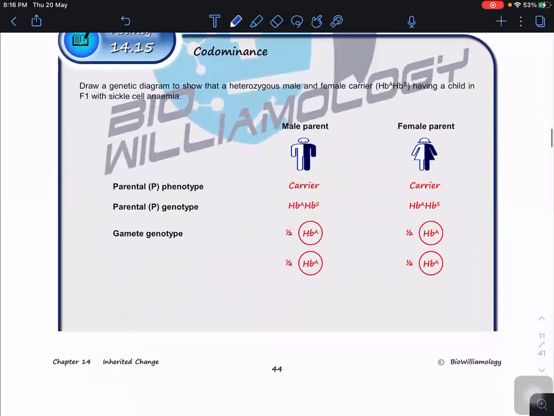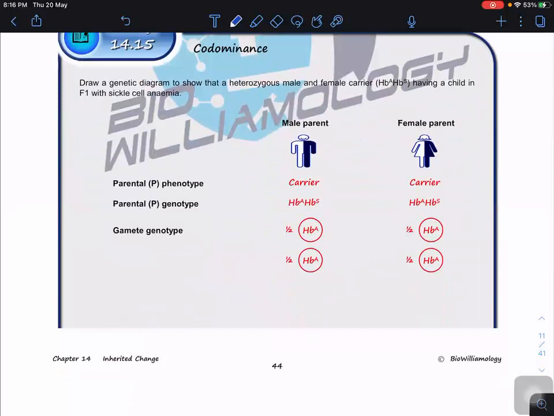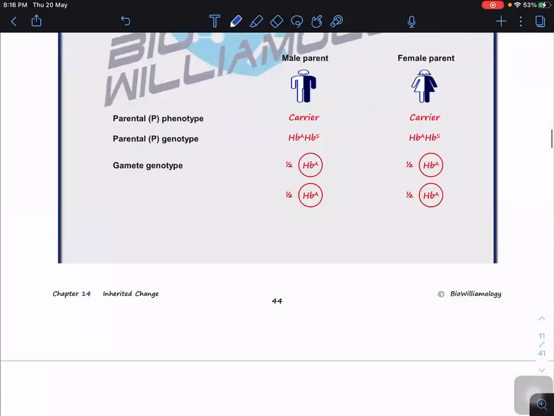Okay, so now we need to draw a genetic diagram to show that heterozygous male and female, so heterozygous, basically HBA, HBS, having a child in F1 with sickle cell anemia. So in this case, my parental generation is no longer homozygous. I didn't say it's pure breeding. So in this case, both of them are carriers. So what does carrier mean? Carrier basically means heterozygous. So you can see that in this case, HBA, HBS, HBA, HBS. Okay, sorry for my mistake here. This is HBS, this is HBS.